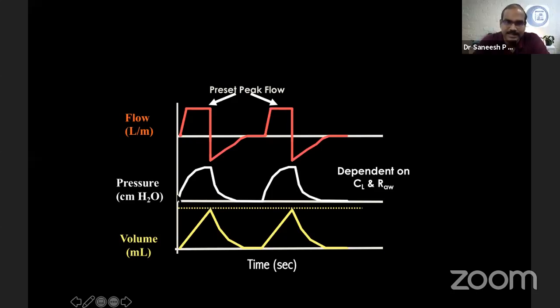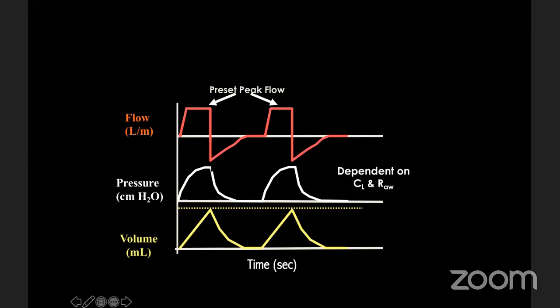Can you explain the other features? The pressure gradually fills up to a peak, up to the end of the inspiration, and then the exhalation cycle starts. Okay. And it reaches up to the baseline. So there is no air trapping. There is no leak as such there.